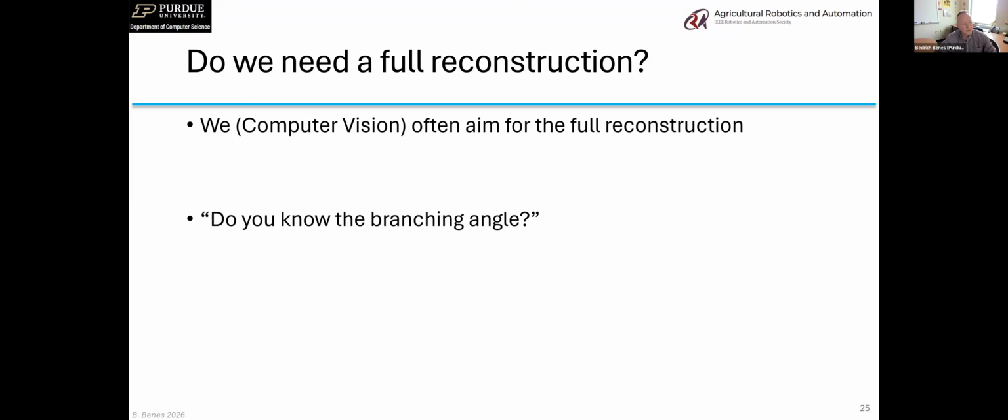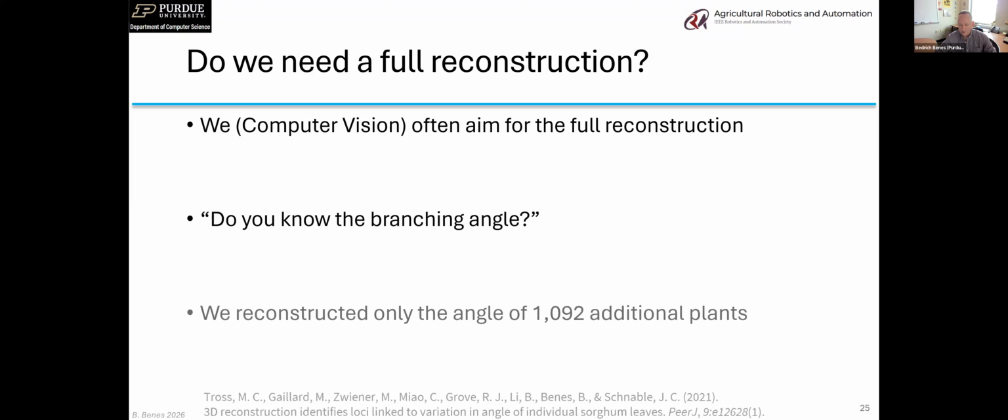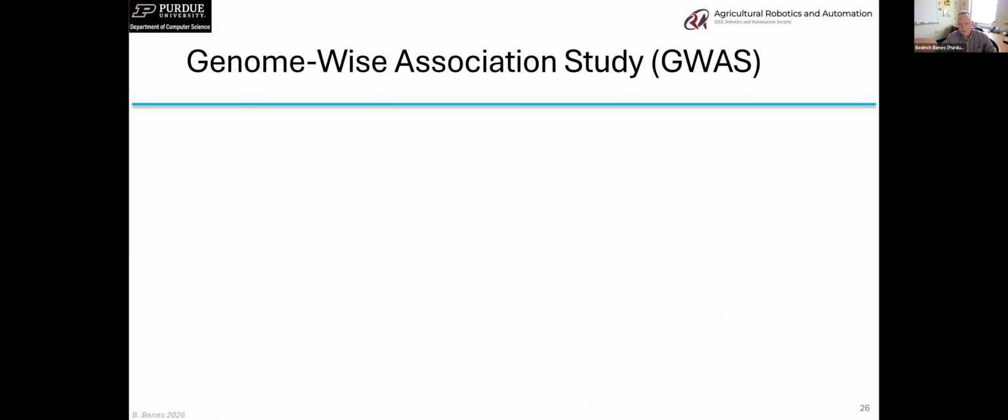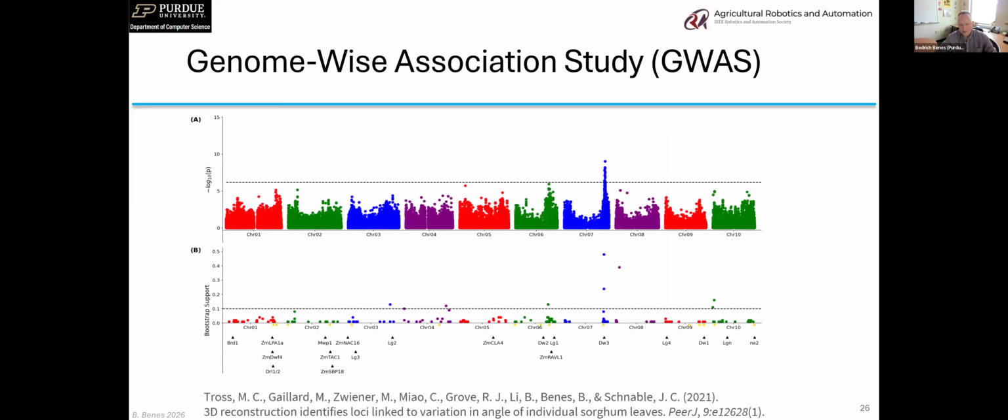So they asked us whether we can reconstruct an additional 1,092 plants. They ran different experiments. We took the data, we reconstructed it. And then in one afternoon, a very talented PhD student ran the whole genome-wide association study. And now I'm getting into a field that is not mine because I'm in computer science. But if you know the genome of the plant, and if you have enough data, then this algorithm allows you to find statistically the gene that controls the particular trait.